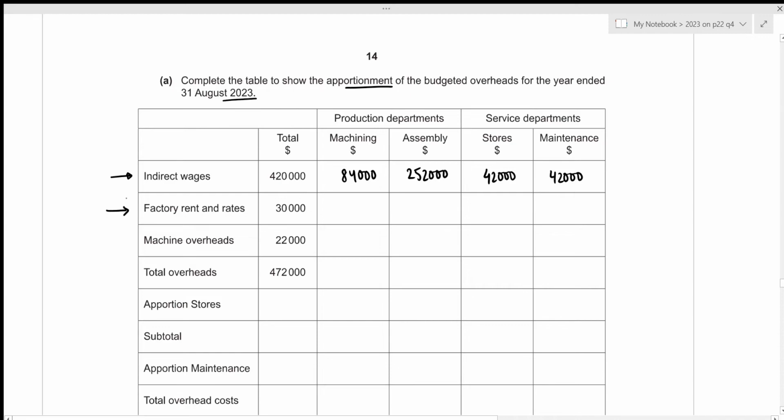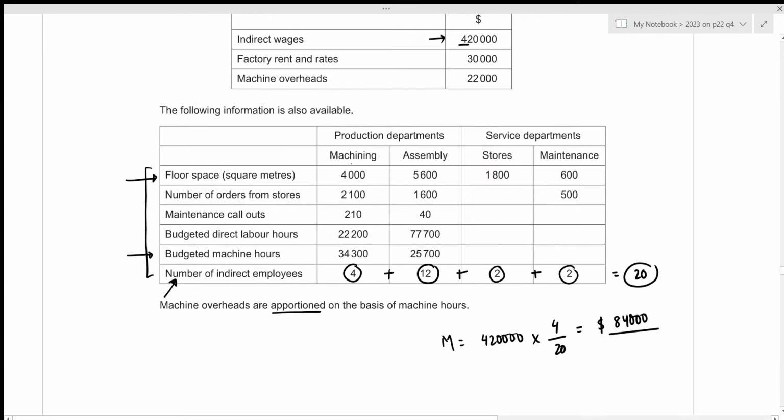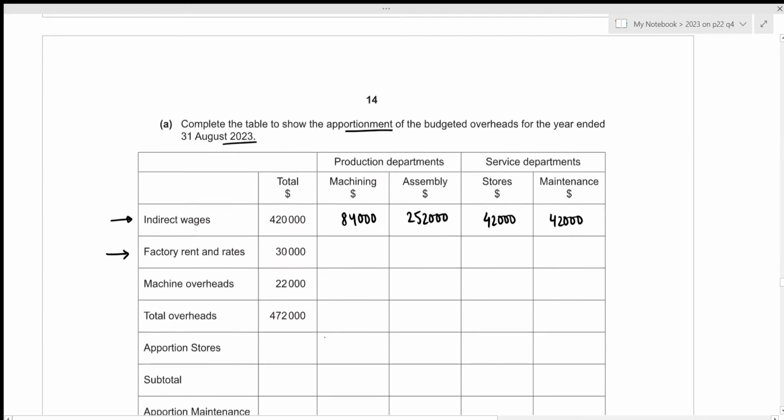Now we can go towards factory rent and rates. Okay, like I said before, the basis of apportionment would be the floor space. So the first thing would be to figure out its total. That's 4,000 plus 5,600 plus 1,800 plus 600, which results in 12,000. Again, we're going to repeat the same process. So if we're trying to figure it out for machining department, we start with the total of our factory rent and rates, which is 30,000, and then we multiply it by the appropriate fraction, which in this case would be 4,000 divided by the total of 12,000. This results in a value of 10,000. So 10,000 is our factory rent and rates towards the machining department.